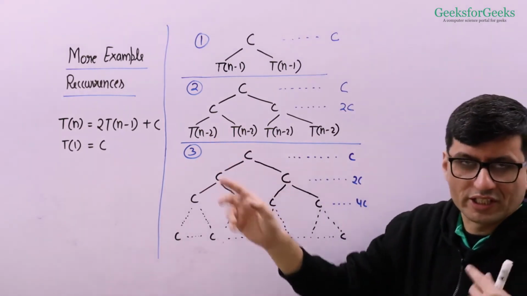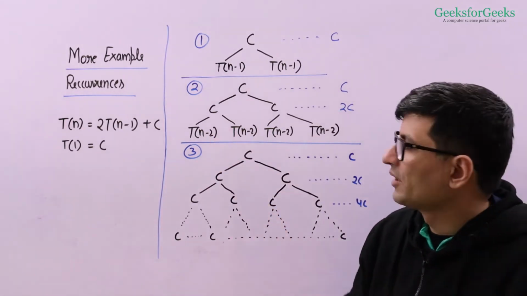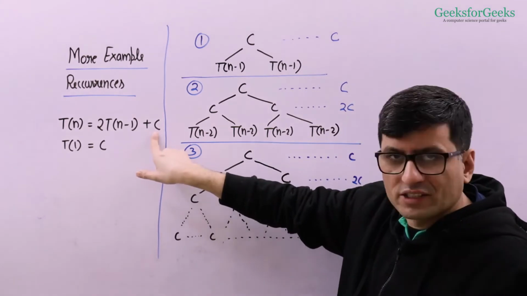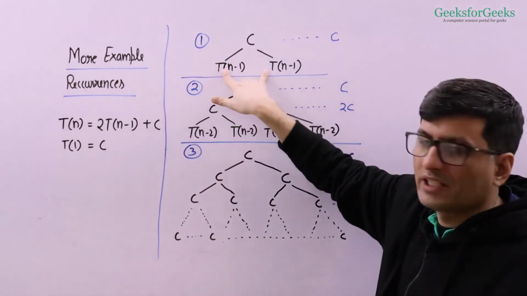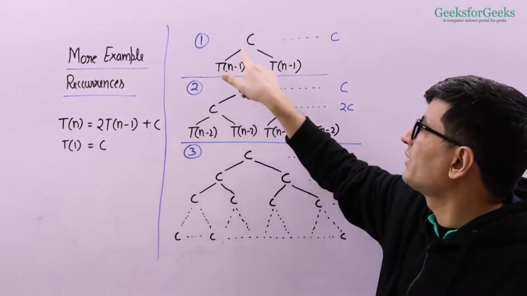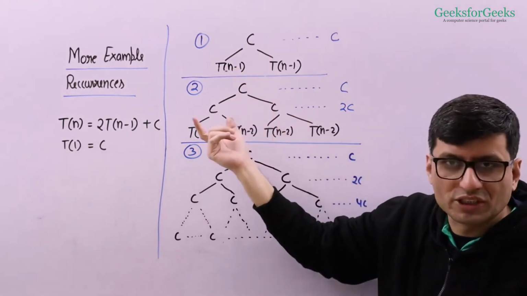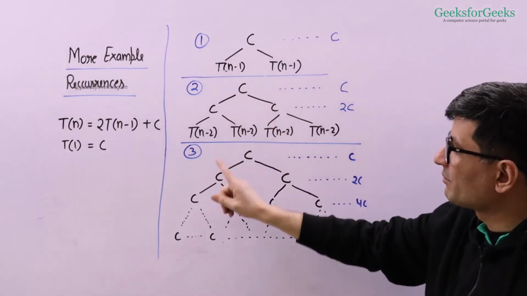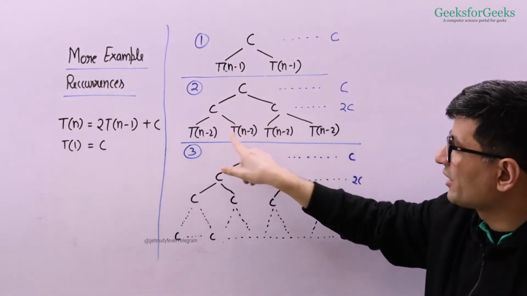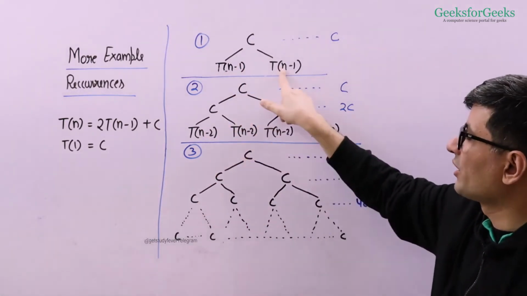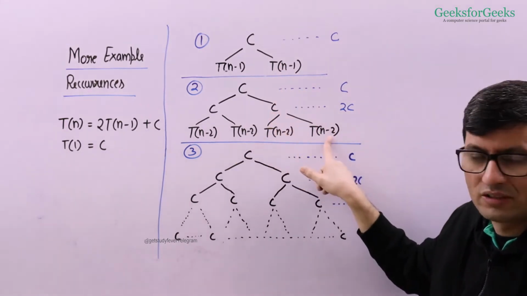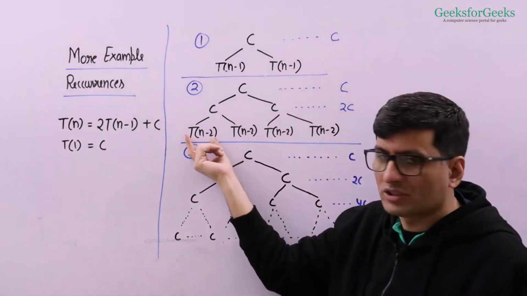So what we do in the recursion tree method is, the first step, we write the non-recursive part as root and then we write the recursive parts as children, right? We write C and Tn minus 1, Tn minus 1. Then we again do the same thing. We write the non-recursive part as root and write the children Tn minus 2, Tn minus 2. Then we again do the same thing for this.